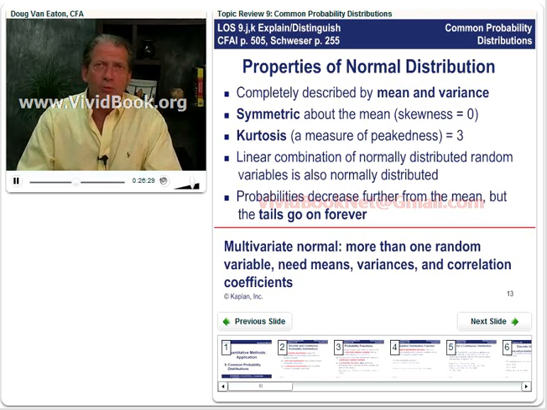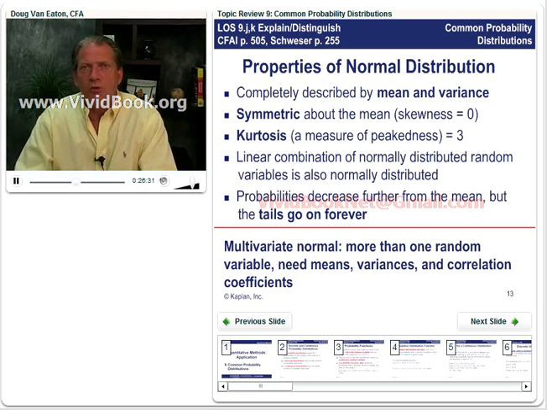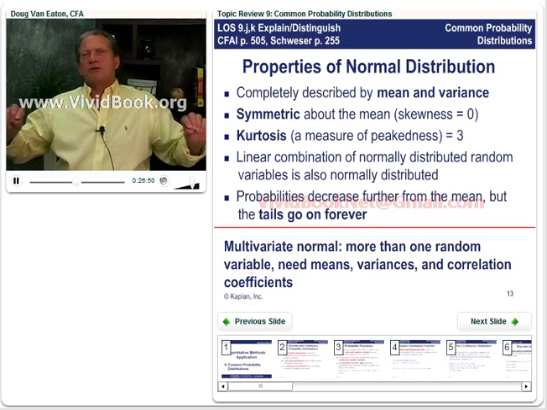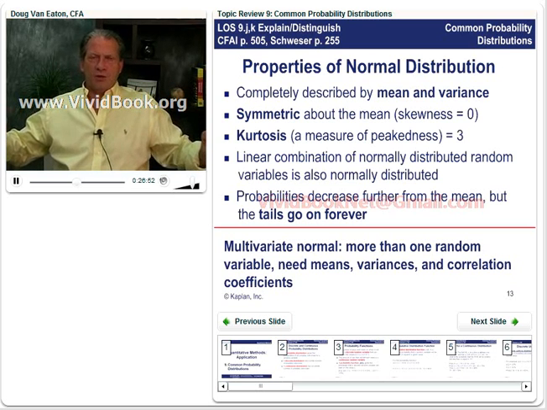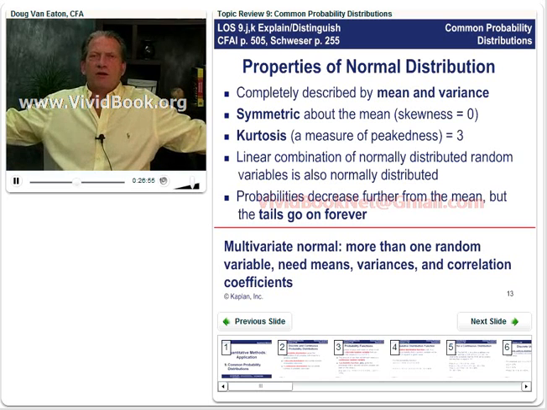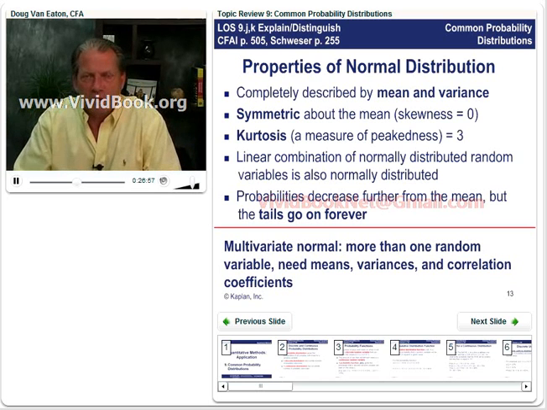Now, one property of normally distributed random variables is that a linear combination of normally distributed random variables is also normally distributed. And the probabilities decrease further and further from the mean, but in theory, in statistics, they go on and on forever. They just get thinner and thinner and thinner. There is some probability of outcomes way out here. It's just really, really, really small.